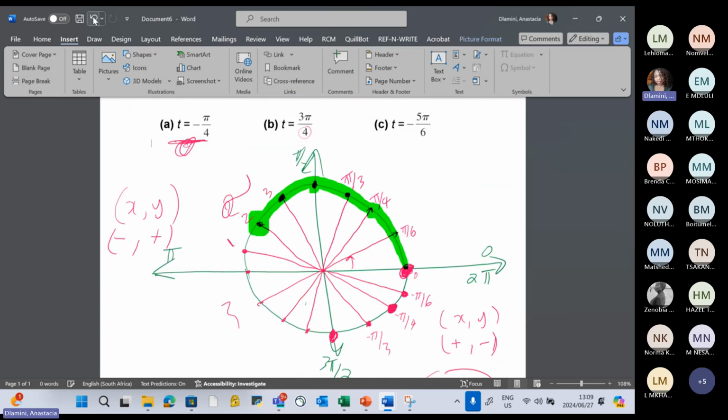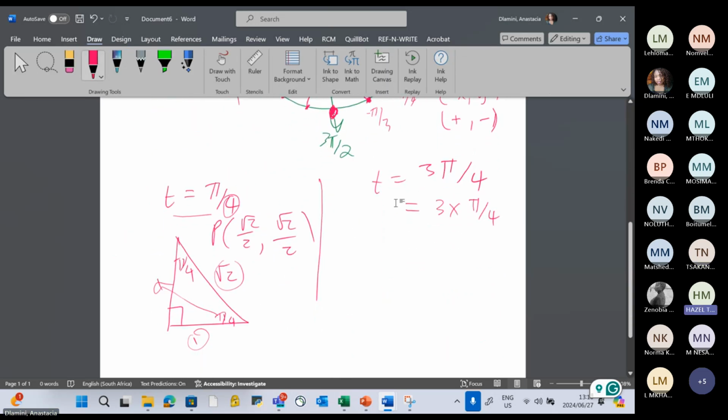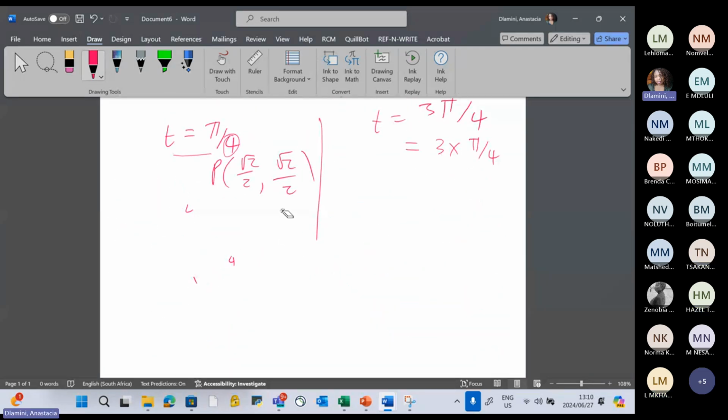What I'll do is erase the green part. I'm very slow on this one because I want us to understand it, and once you understand it, it becomes easier to redo your assignment properly. Now t is equal to negative 5 pi over 6. What am I using from my special angles? Pi over 6. So I don't need this triangle. Let's start there: t is equal to pi over 6.